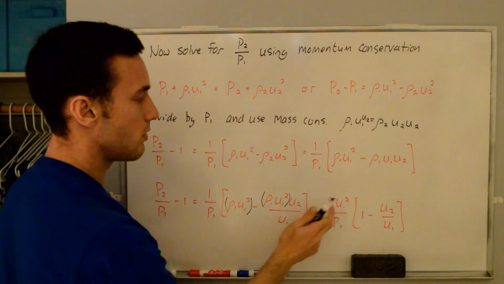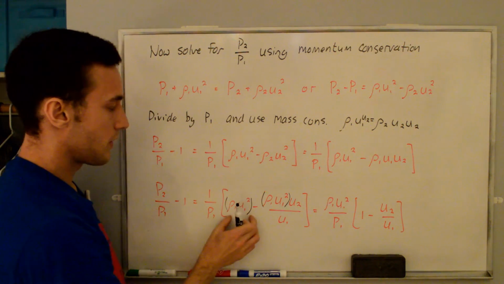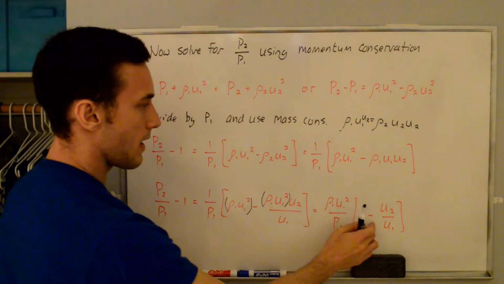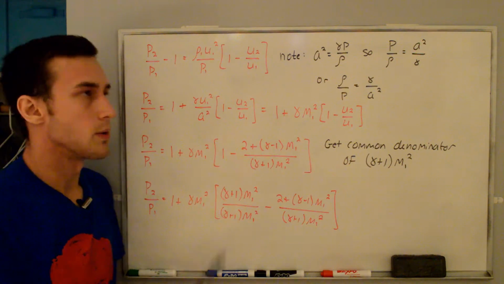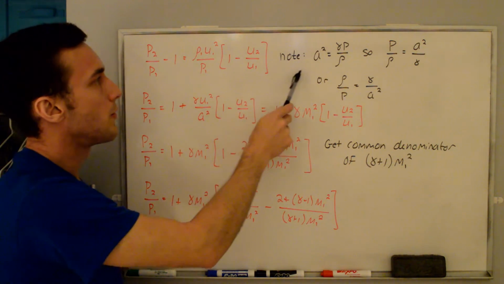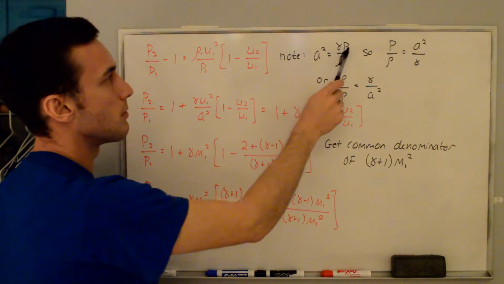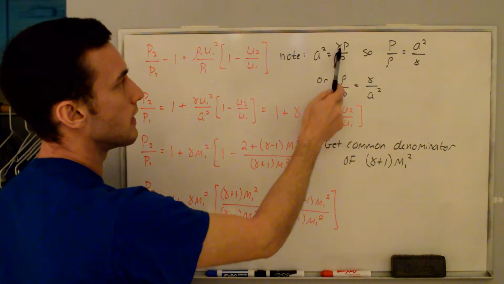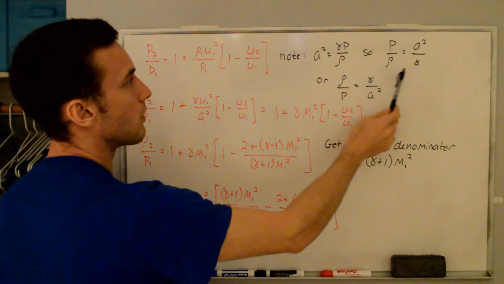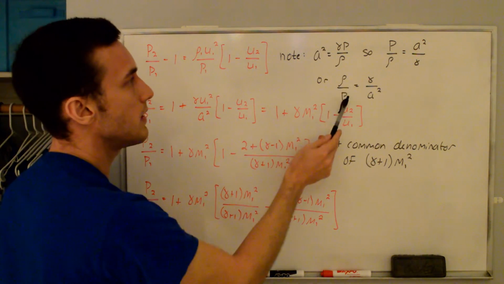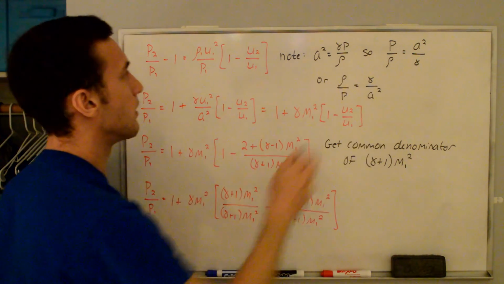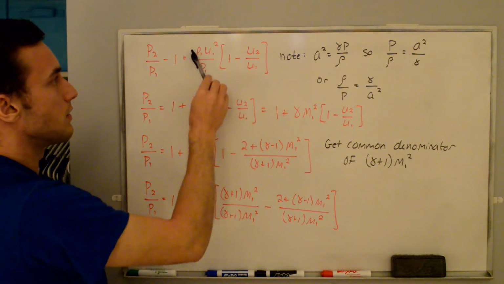So we end up having rho 1 u1 squared over p1. This is now a 1, and it was taken out of this term here, so we just have 1 minus u2 over u1. So we have that term rewritten up here, and we'll note that the speed of sound squared is equal to gamma p over rho. So if we divide both sides by gamma, we get p over rho is equal to a squared over gamma, but we need rho over p, so we'll just flip it, and we get gamma over a squared, which we can plug in to this rho over p here.